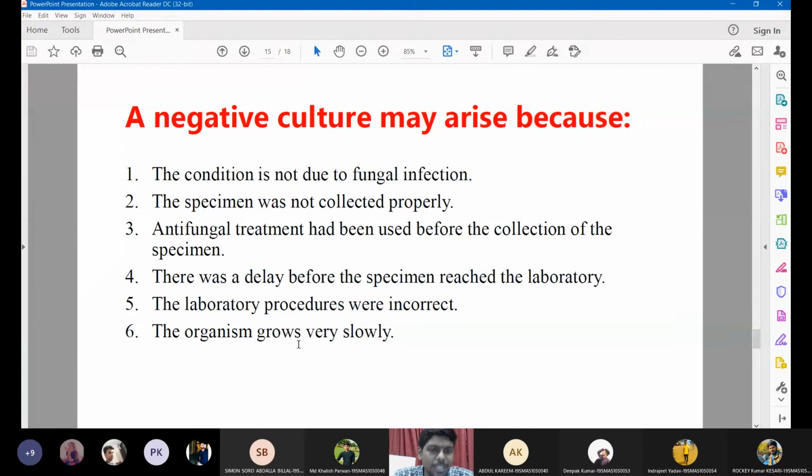Usually we need to wait up to 3 months before delivering a confirmatory negative report to the patient. So these are the few things that you need to keep in mind when you are working with fungal samples, especially. Maybe the patient does not have a fungal infection. Maybe the specimen has been collected improperly. Maybe the patient used certain antifungal agents. That is why we didn't get the growth. Or there is a delay in the transport of the specimen, or laboratory procedures are incorrect, or the microorganism is growing very slowly. These are the possible reasons why we will get a negative report.